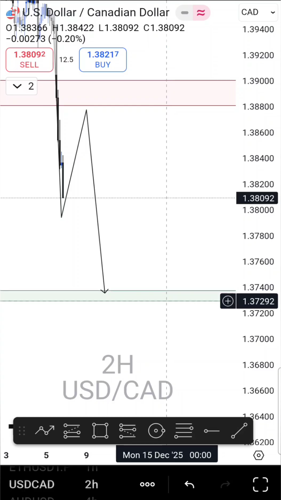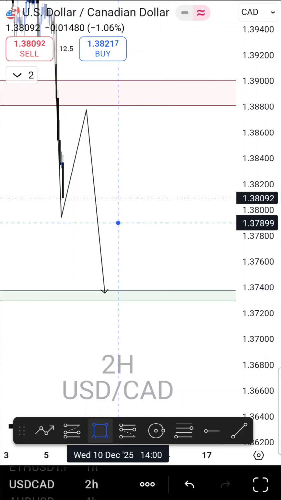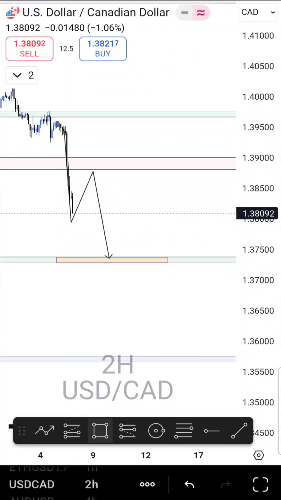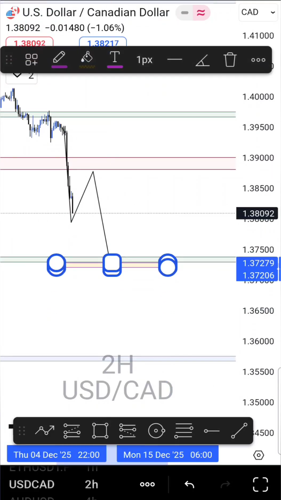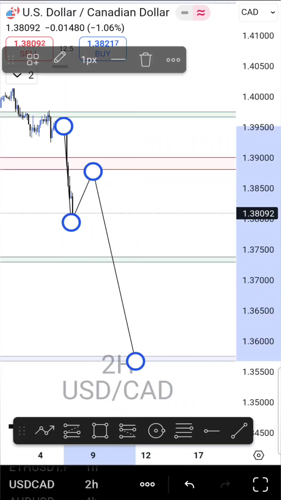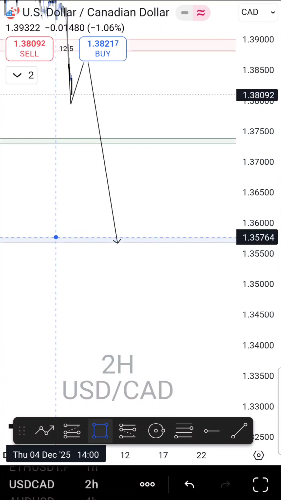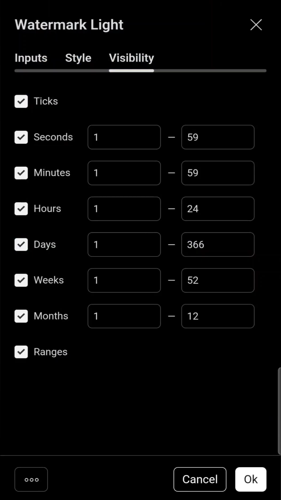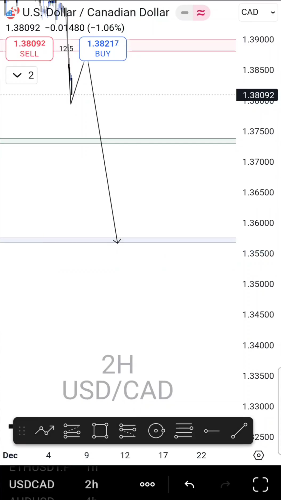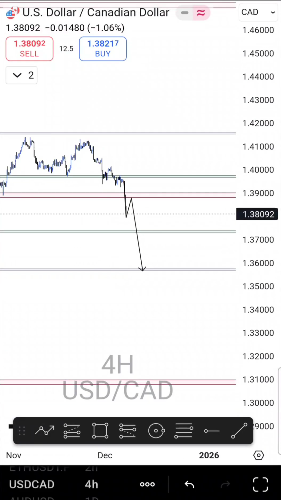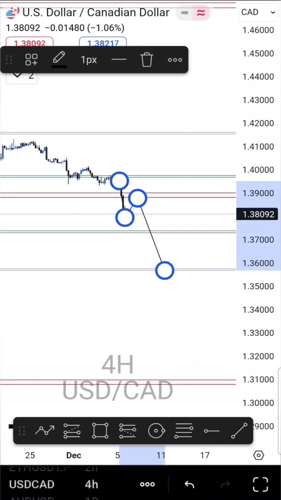1.7345 or 1.729, maybe anywhere around the zone. This is my first TP, and if price continues to scale all the way to the downside, I expect price to come all the way down to this weekly support level. So these are the levels that I'm watching for TPs on USD CAD. So I'm looking out for selling opportunities, nothing but selling opportunities on USD CAD. So till the next one, peace, I'm out.